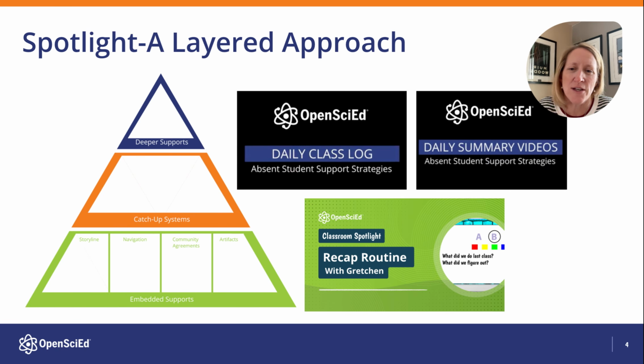At the foundation, in the green, there are the embedded supports already built into the OpenSciEd curriculum. So we heard about powering up things that are already embedded, like navigation and all the artifacts. And we saw a classroom video where a teacher leads a recap routine that she uses at the start of every class. But we know that sometimes students miss more than those embedded supports can cover.